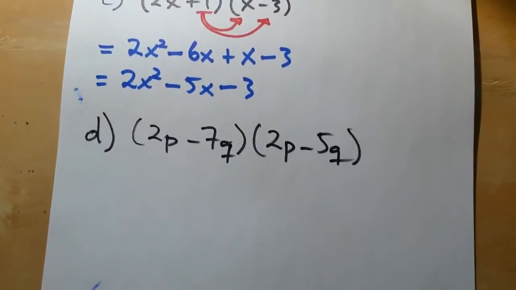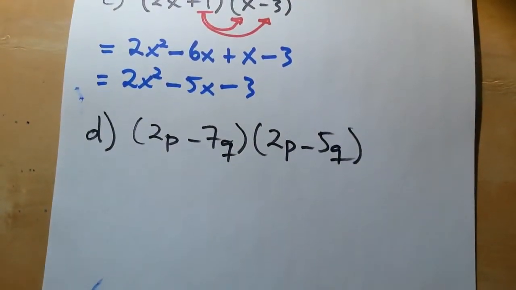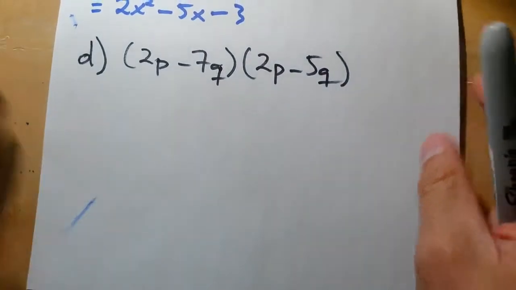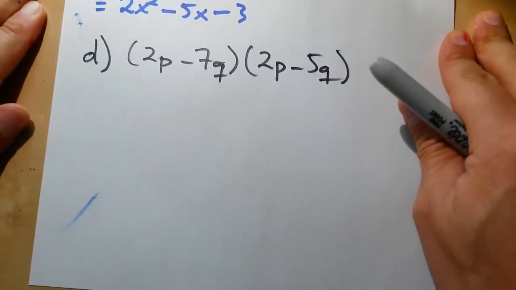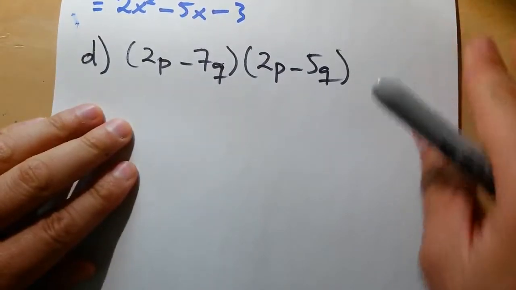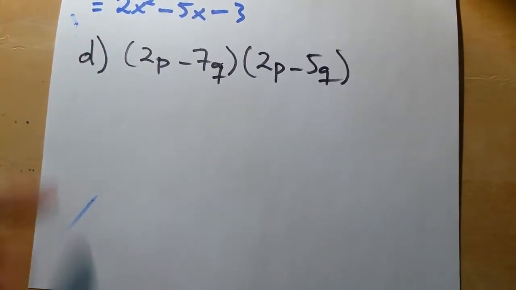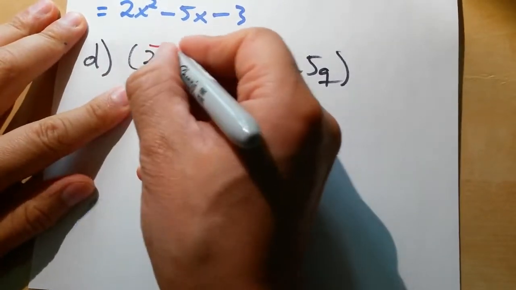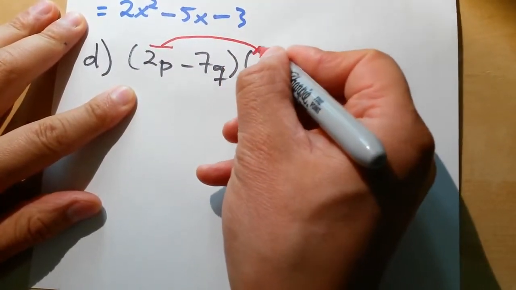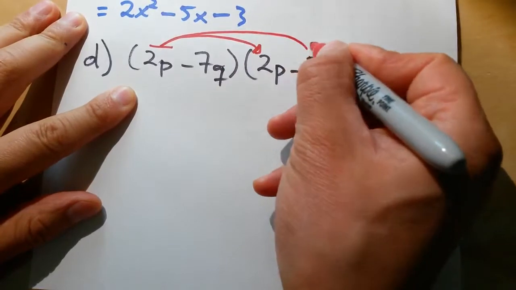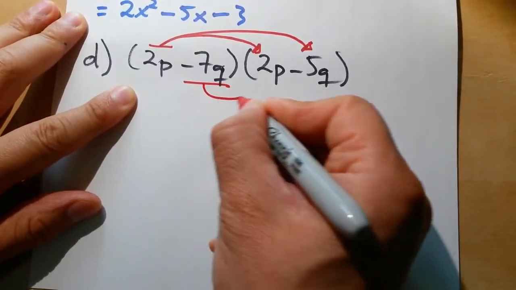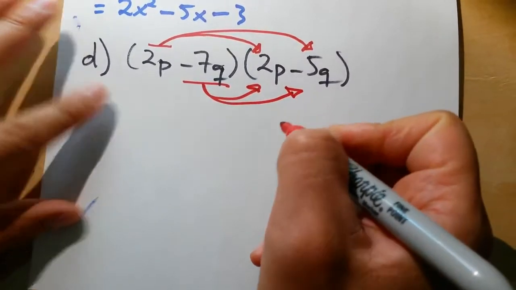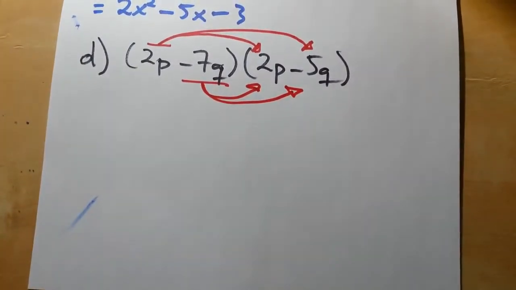If it helps you to draw the arrows, do them. If not, then remember the order of executing these. It's important not to lose track of those things. I'll do it here in a different color, just to show you. So this times this, then we're going to have this times that, minus 7q times 2p, and then minus 7q times minus 5q.